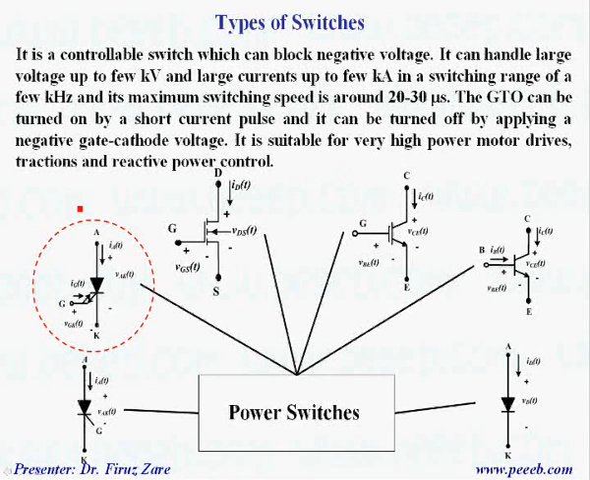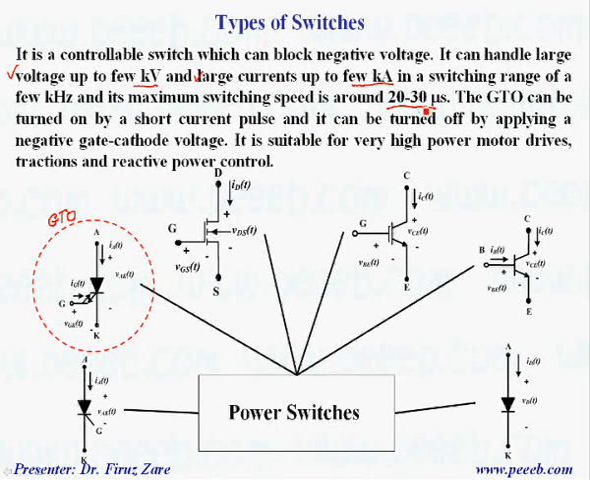The next switch is the GTO. This switch is a controllable switch which can block negative voltage as well. It can handle large voltage up to a few kilovolts and also large current up to a few kiloamps. So this is a good power switch for power system applications. But the problem is that the maximum switching speed is around 20 up to 30 microseconds.